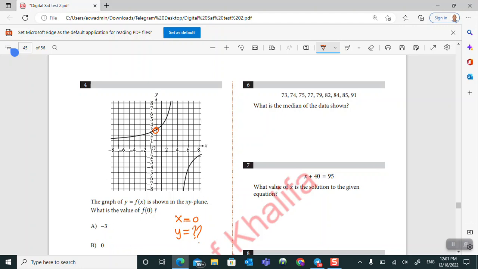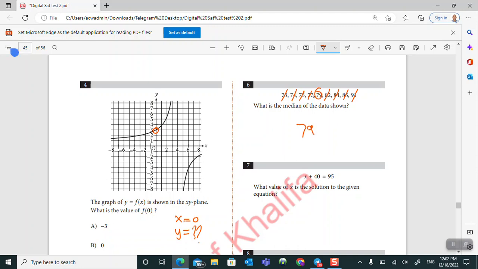Question 6 says, what is the median of the data shown? All you have to do here, you're lucky that the data shown are arranged in order, so all you have to do is cross out the one on the left, the one on the right, and keep doing that until you reach the one in the middle. So the median of the data shown is 79.